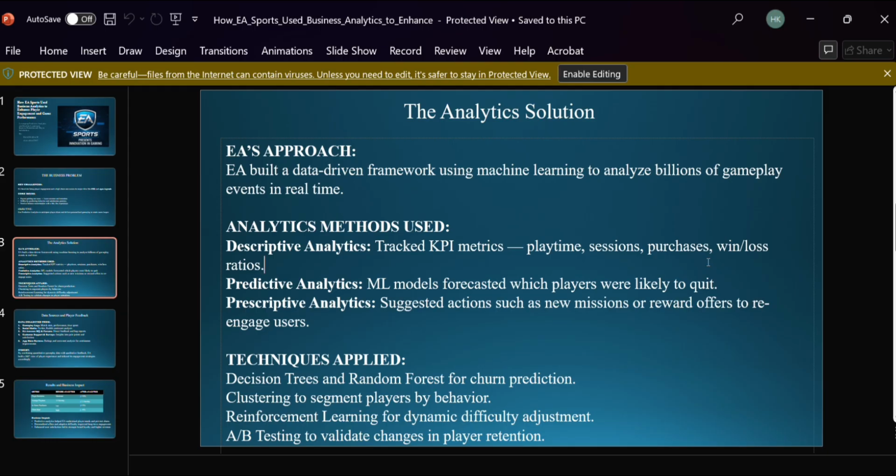Finally, prescriptive analytics came into play. Based on those predictions, the system would recommend actions such as giving players bonus rewards, unlocking easier missions, or suggesting new game modes they might enjoy.